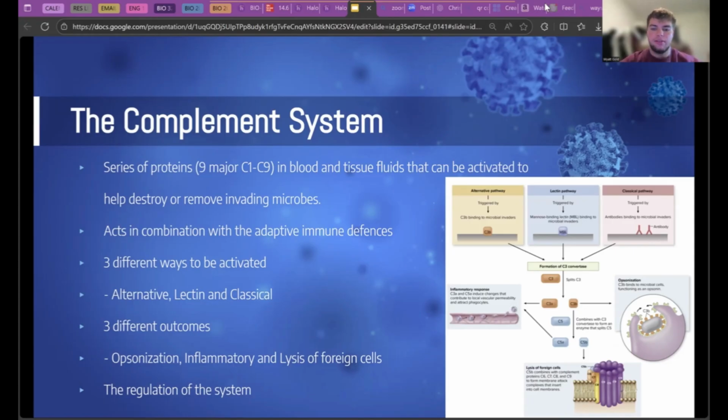The second outcome is the inflammatory response, which occurs when the C5a protein is activated and starts attracting phagocytes to where the complement system was activated. The C3a and C5a proteins can induce changes in the endothelial cells lining the blood vessels, increasing permeability, which turns into inflammation of the area because all that fluid leaks out of the blood vessels. The final outcome is the lysis of foreign cells.